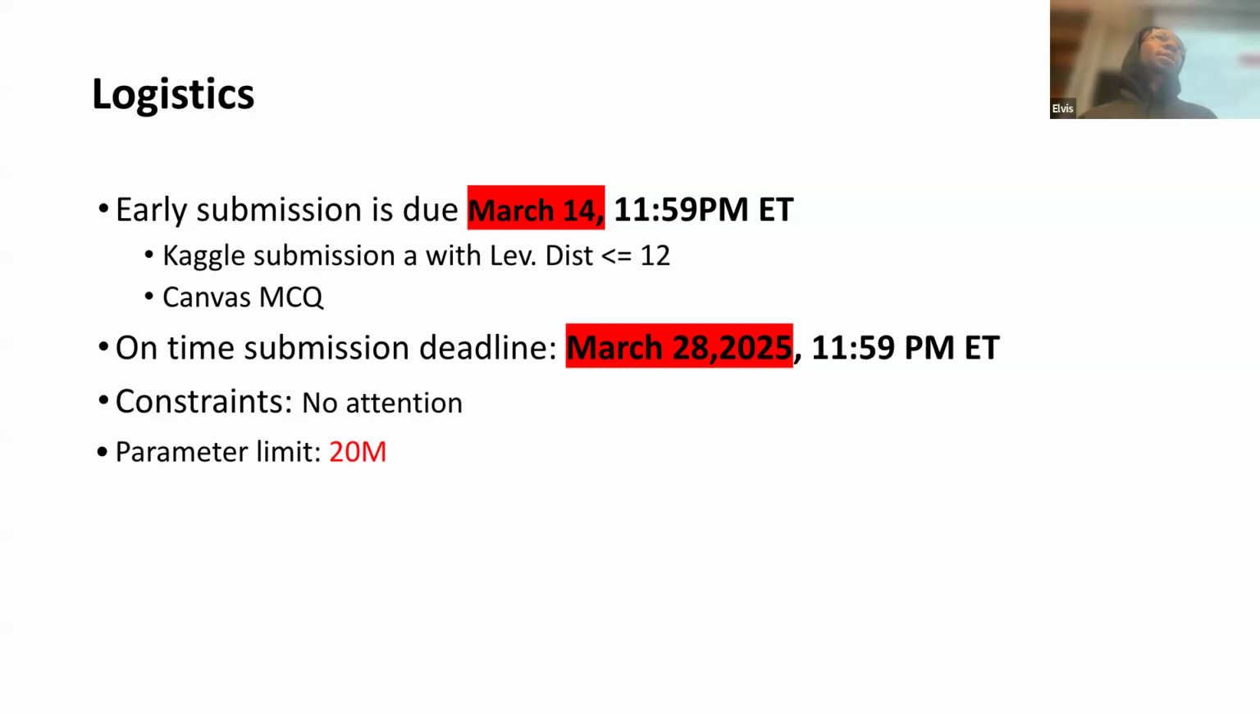We are restricting you not to use attention for this homework because it will defeat the purpose of the homework. Also, we limit the number of parameters which you can use. All of this is stated in the Piazza post where the homework was announced.